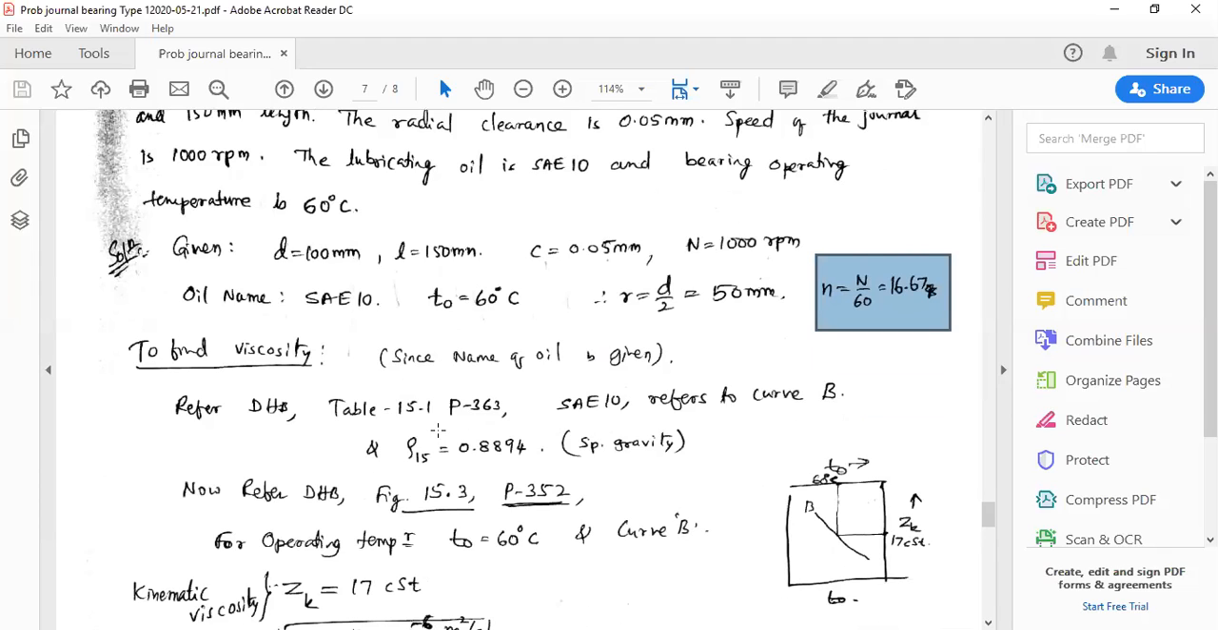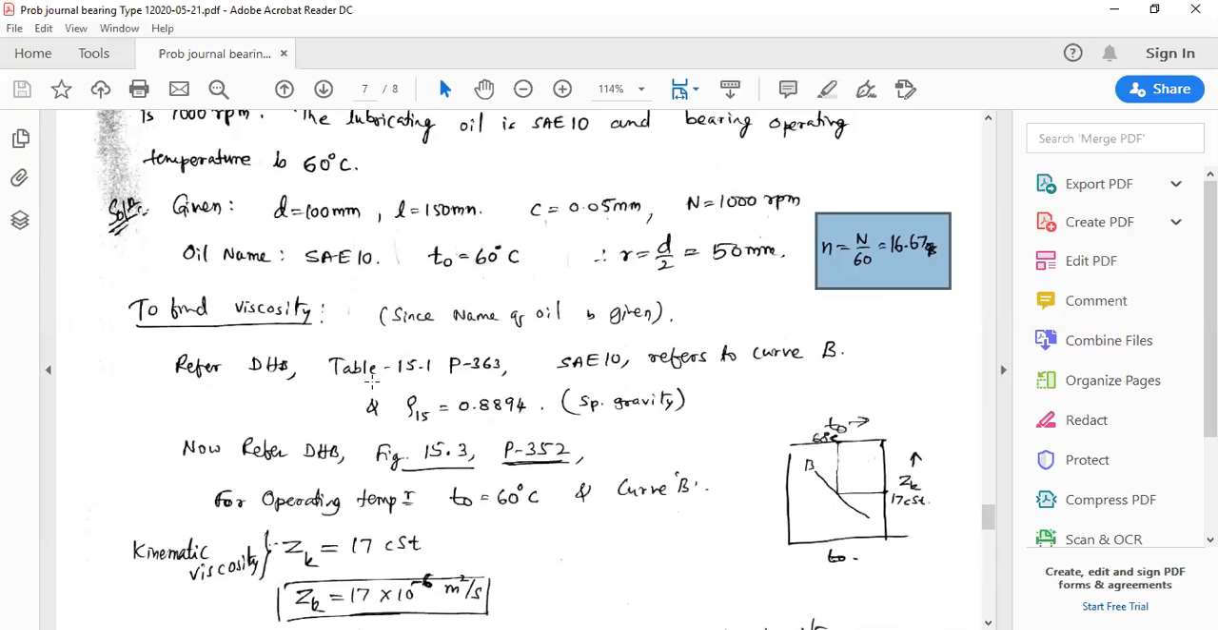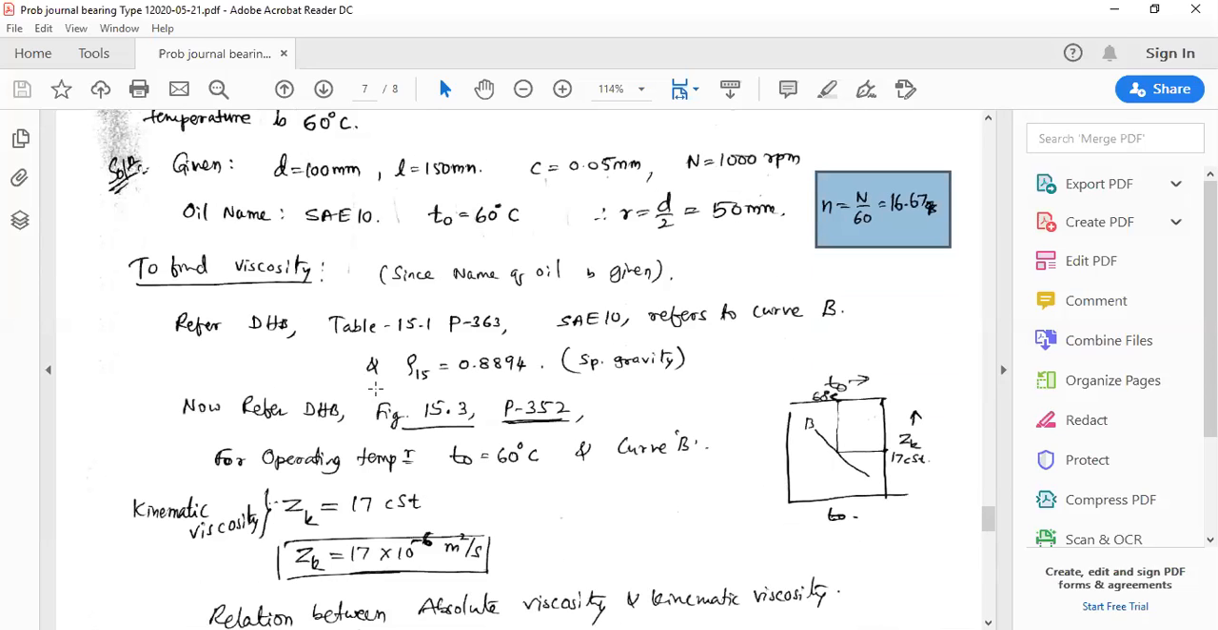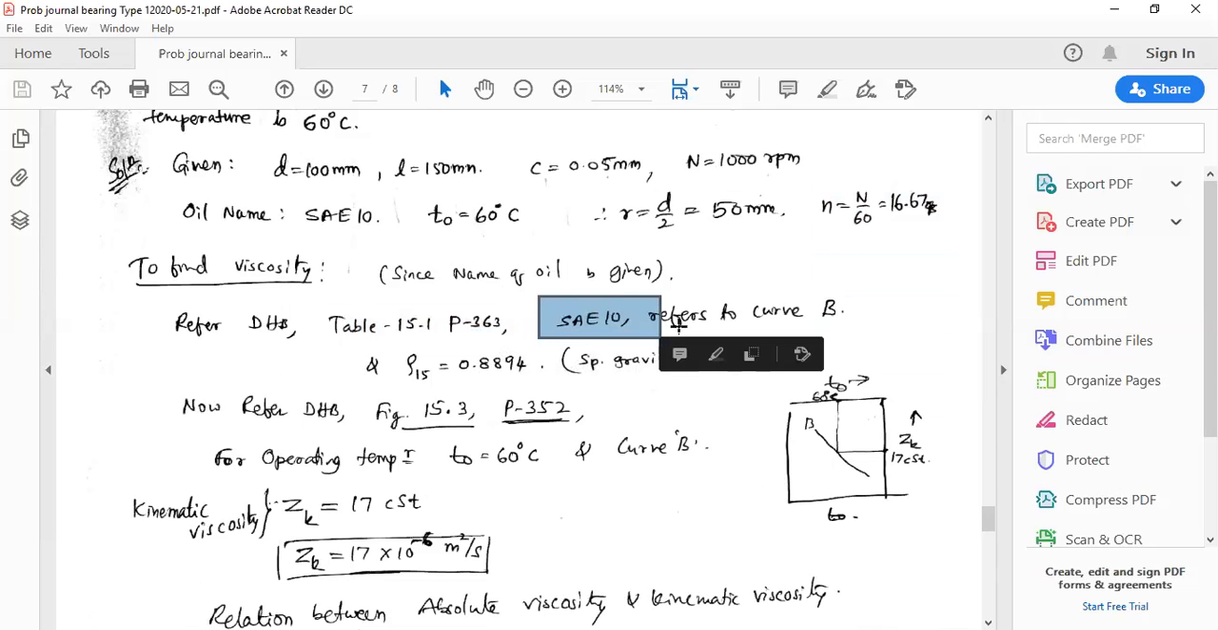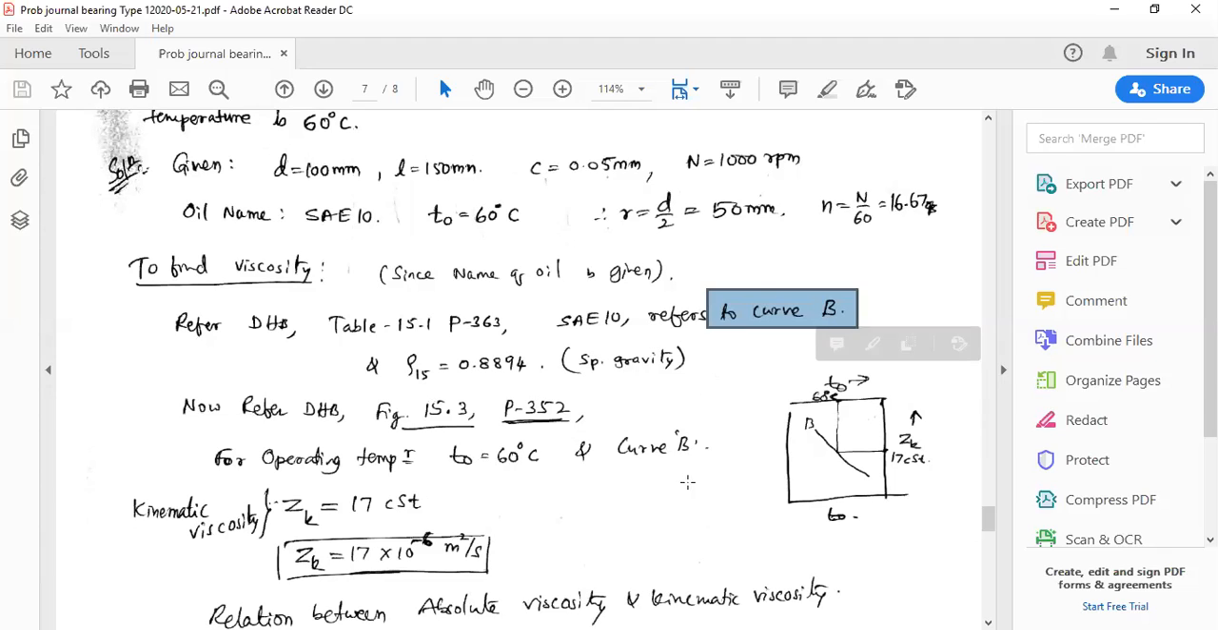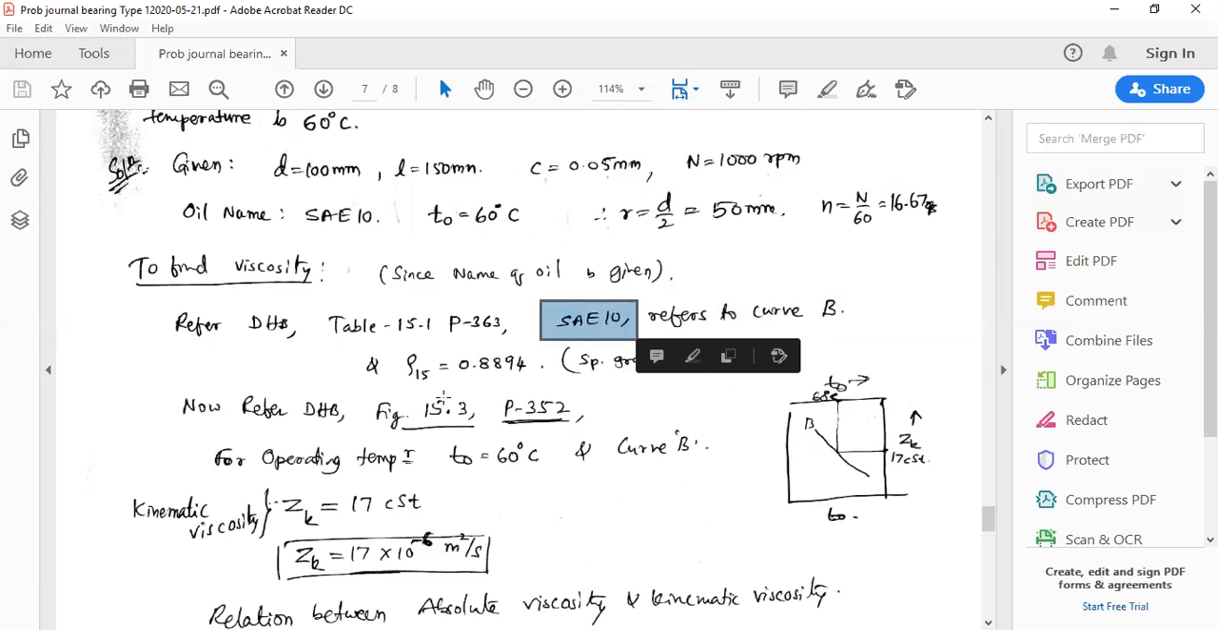So the first step that we have to carry out here is we should know the value of absolute viscosity. Since the absolute viscosity is not given, and instead the name of the oil is given, we have to refer to table number 15.1 of the data handbook, page number 363. So this SAE 10 oil refers to the line B or curve B. There are a number of curves in figure number 15.3, and with respect to that figure, the B curve represents SAE 10 oil.